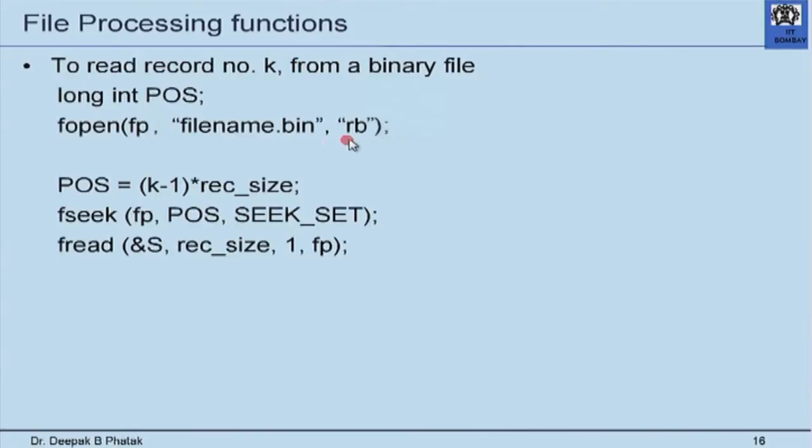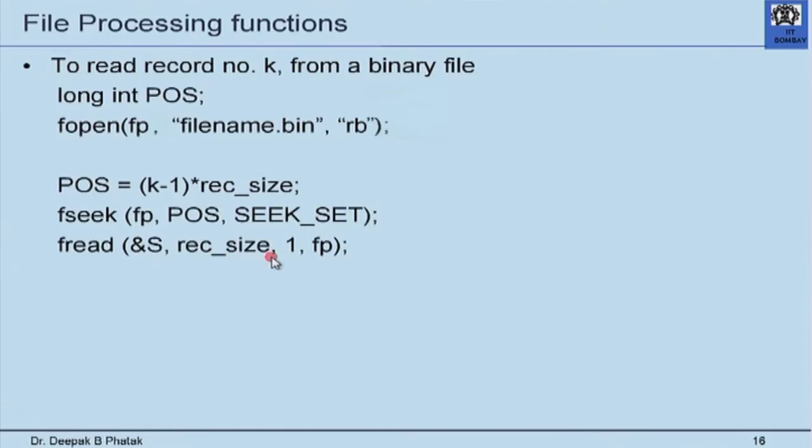Since this file is opened as a read file, I cannot write anything, but I say fread. Now observe the parameters of fread. The first, &s, is a pointer to the structure variable whose record value I want to read. rec_size gives me the size of the record, or so many bytes I want to read. One gives me the number of units of this record I need to read. What does it mean? I can read 10 records at a time if I want. The total number of bytes read will be the number I write here multiplied by the rec_size.